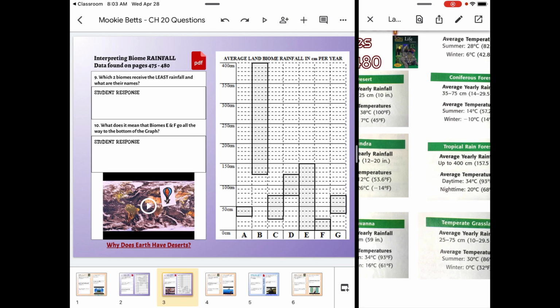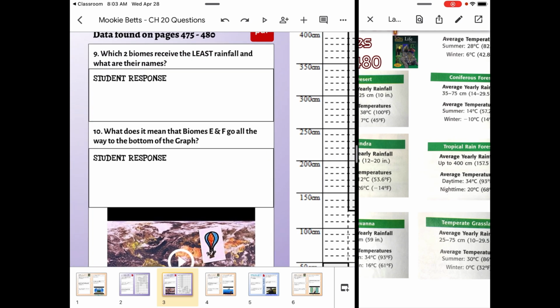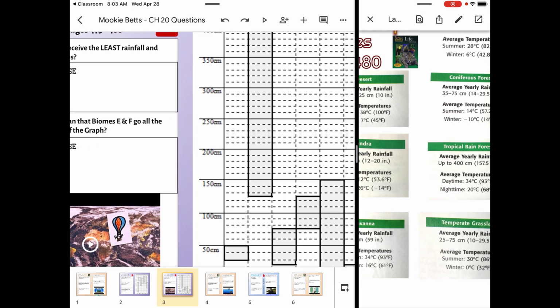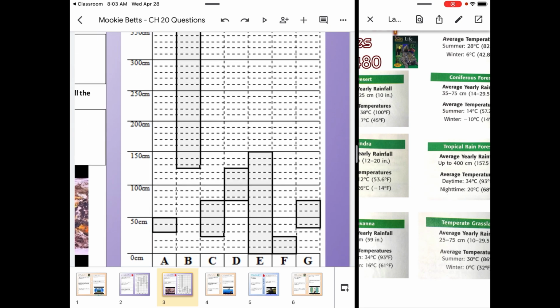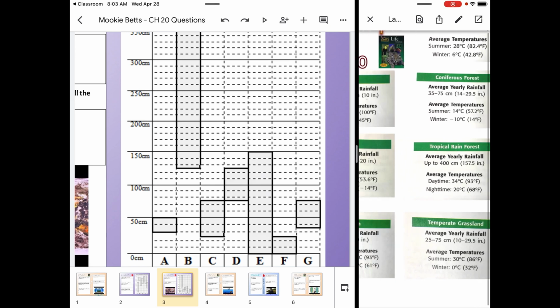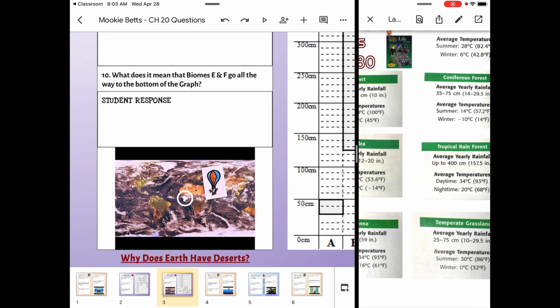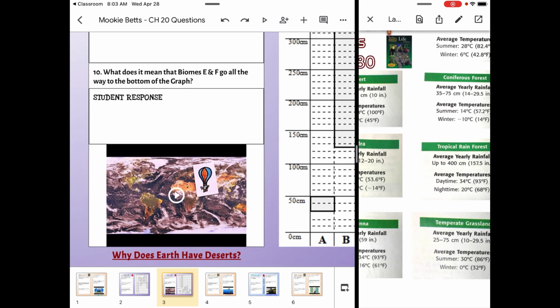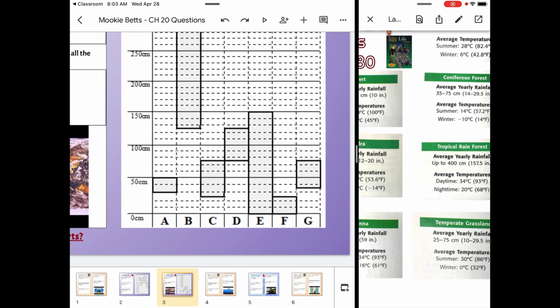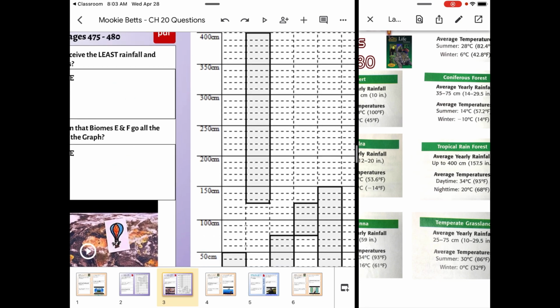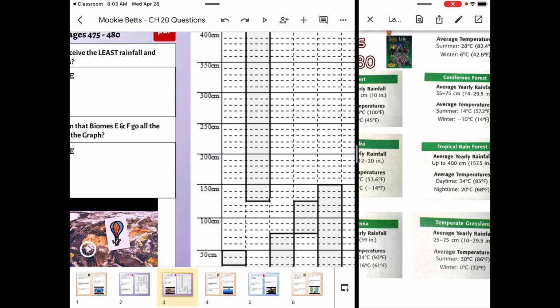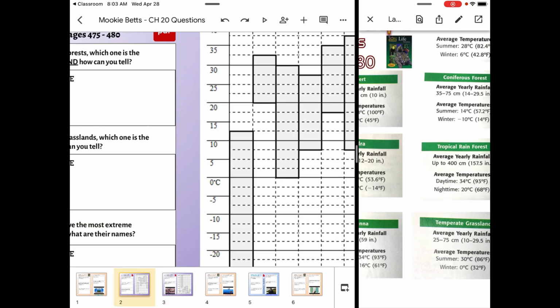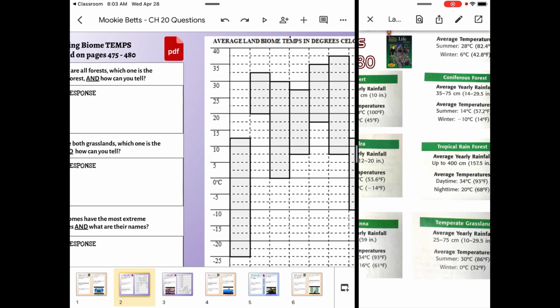So that's slide 2. Slide 3, we continue. And which 2 biomes receive the least rainfall and what are their names? So you have to find which 2 have the lowest rainfall and then find which ones they are. And lastly, what does it mean that biome E and F go all the way to the bottom of the graph? So this is rainfall now. We're not doing temperatures. And so here on this graph, each box represents 10 centimeters of rain. Whereas on the previous graph, each box represented 5 degrees Celsius. And so we have different representations.